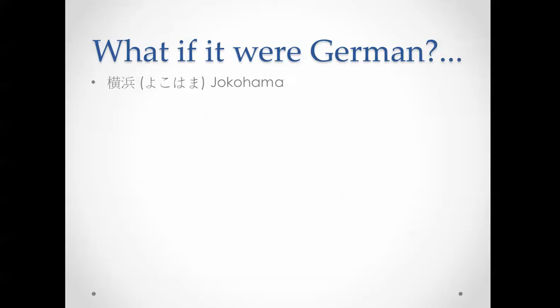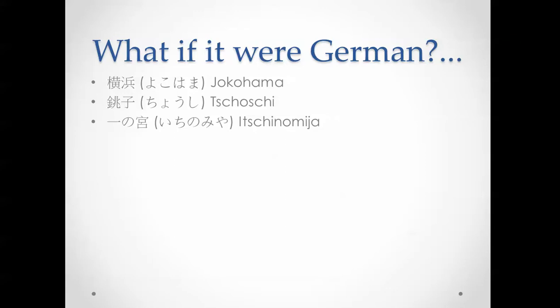Well, then maybe Yokohama would be written with a J instead of a Y, because in German that J is a Y sound, not a J sound. Or Choshi might be written TSCH instead of just CH. I know it looks crazy, but think about it. How about Ichinomiya? Again, that TSCH sound and the J sound would be different. Just like Hojo might be spelled with a couple extra consonants thrown in. We're not doing that. We're basing things on English.